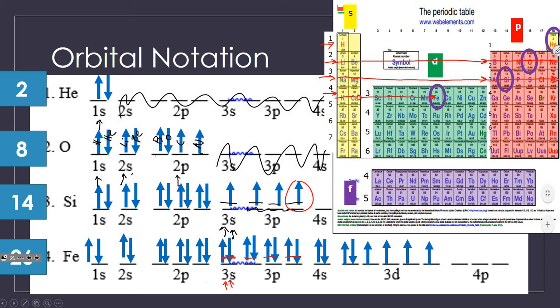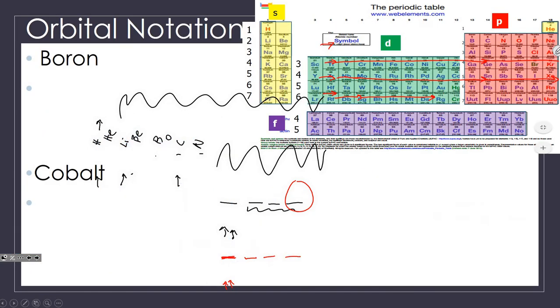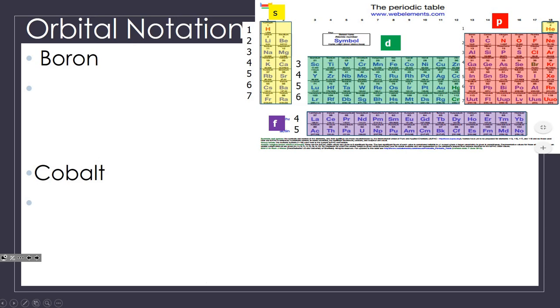Okay, now you get to do some from the blank. So we're going to do boron. Okay, so let's do boron. This is one in your green. Let's do this one. This is a very simple one.